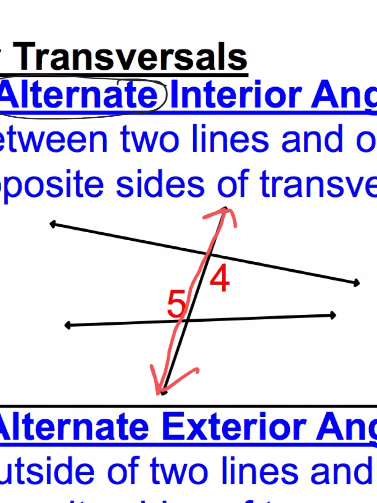Okay? So there's actually 2 pairs of alternate interior angles. You have the angles here and here that are labeled 4 and 5. The other pair of alternate interior angles are right here and here. Okay, they're both inside of these 2 lines and on different sides of this transversal here.